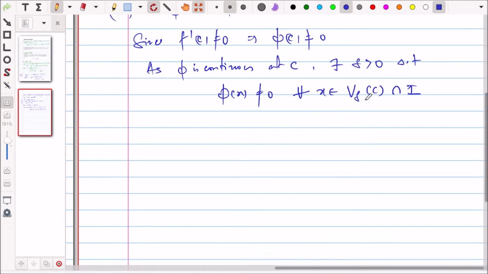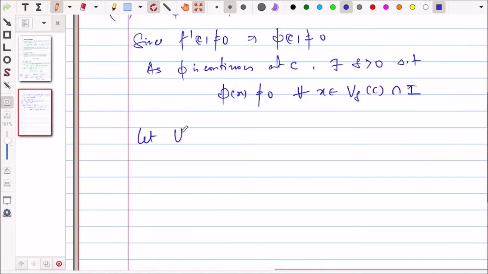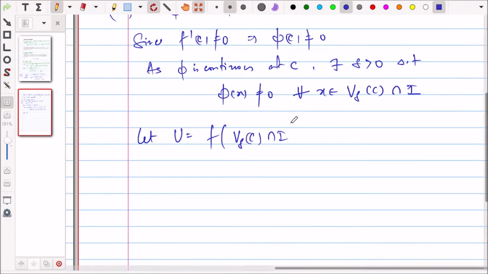अब हमें इनवर्स पे जाना है, सो इसका जो है इमेज ले लेंगे. सो लेट u इक्वल टू f ऑफ v डेल्टा c इंटरसेक्शन I. ओके, सो वी हैव assumed u to be equal to this. Then because this is an interval, so this has to be an interval. U is an interval. ठीक है, u is an interval.